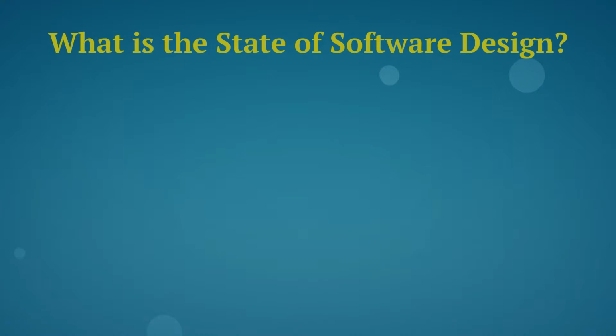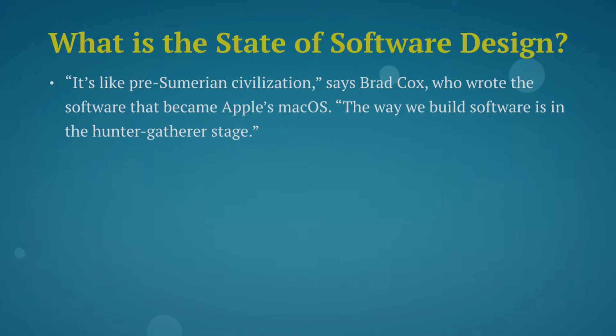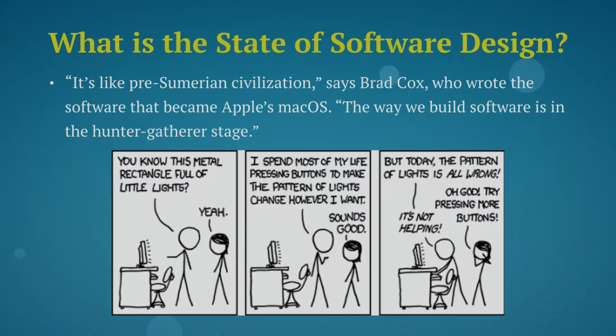Okay, so I'm going to back up a little bit. What's the state of software design? Quote, it's like pre-Sumerian civilization, says Brad Cox, who wrote the software that then became Apple's Mac OS. The way we build software is in the hunter-gatherer stage. So I went and found this comic. Sometimes it does feel, oh God, just push more buttons. That is pre-Sumerian or hunter-gatherer.